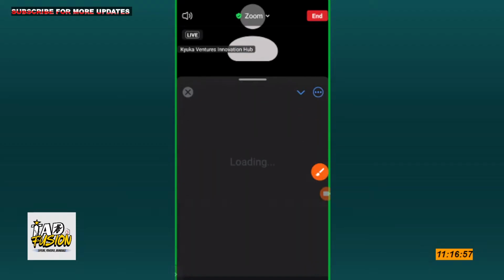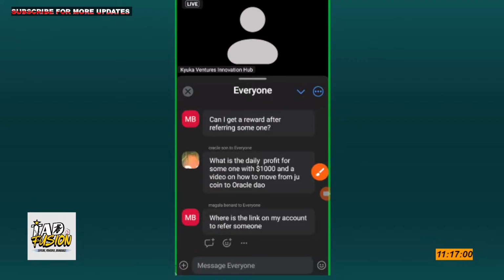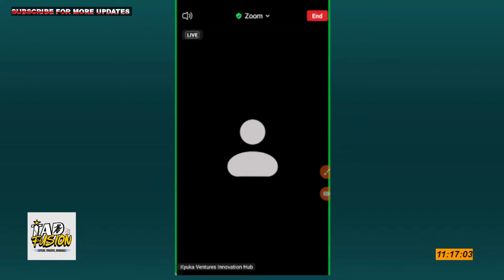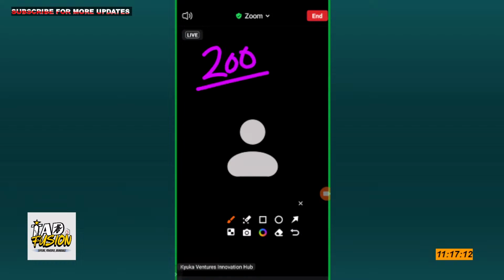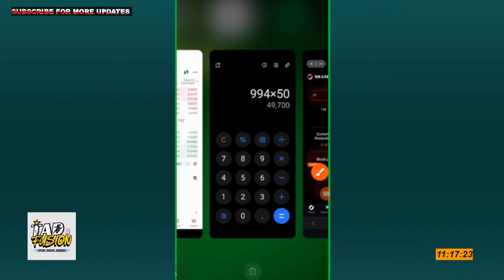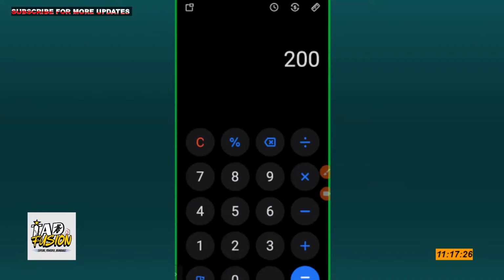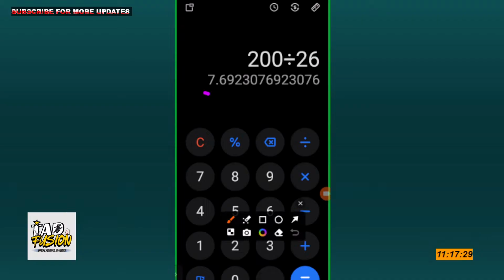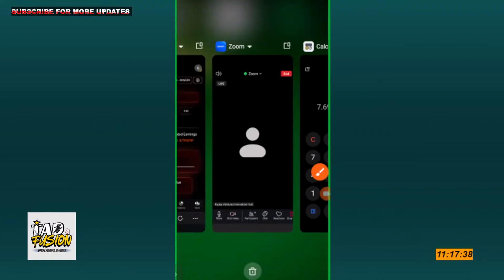For example, if I bring you into the business, Magara, you start with $200. That is 200 divided by 26, which is the current price of the token. How many tokens will you get? You are getting 70 tokens. So when you get 70 tokens, bring them into the calculator.